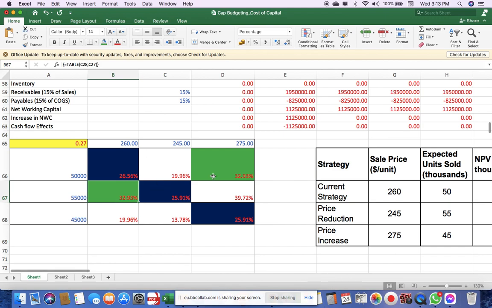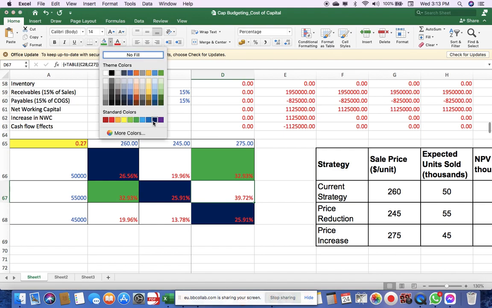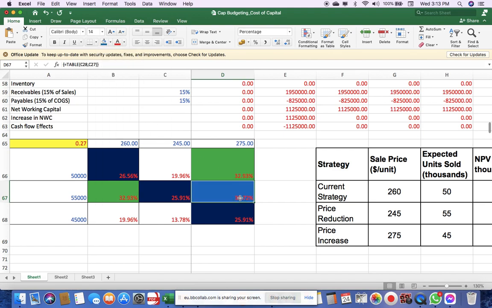You can say with 50,000 units, make the selling price 275. Your return will be 32%. Or this can be an option, 39, 40%. This will be the highest generating kind of thing, 39 or 40%. And avoid these scenarios, 19, 13, 19.